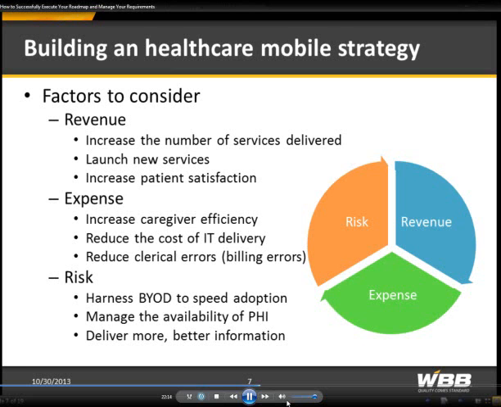Risk, being able to harness bring your own device to speed adoption, and being able to manage the availability of PHI that is out there and deliver better information. These are some of the critical factors that you want to consider in implementing a successful mobile health strategy.